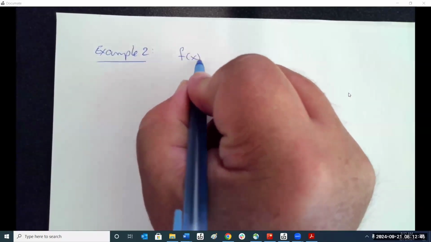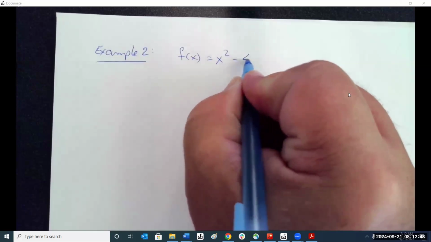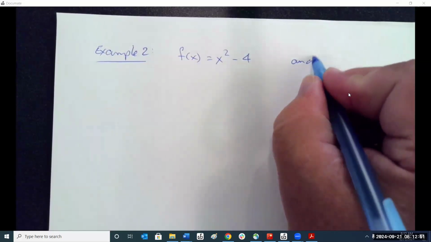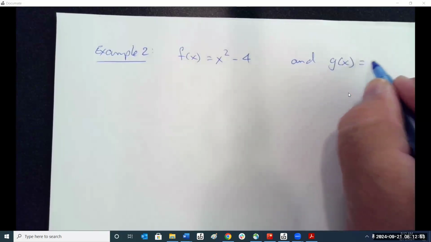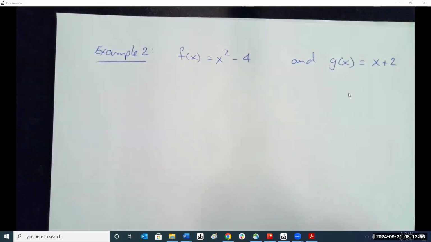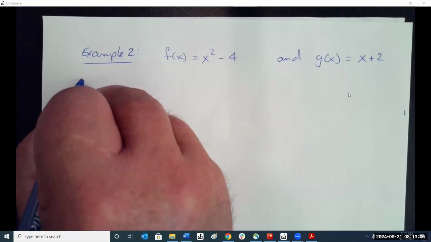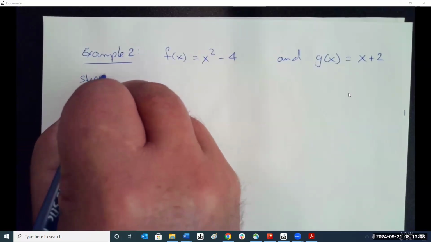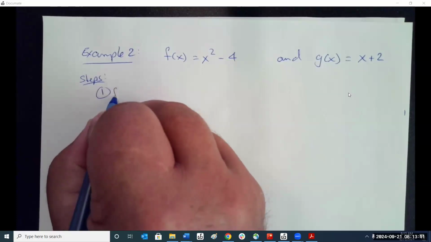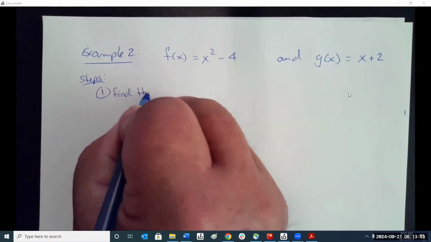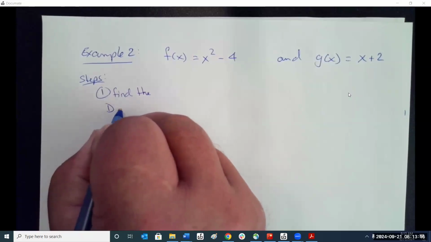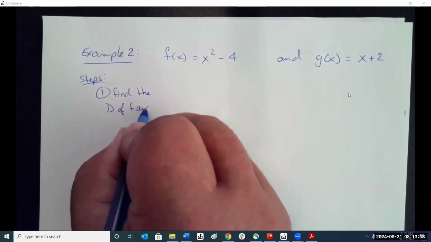Example 2. We have f of x equals x squared minus 4, and g of x equals x plus 2. And we have 6 questions. But the first thing we want to do here is find the domains of f and g.